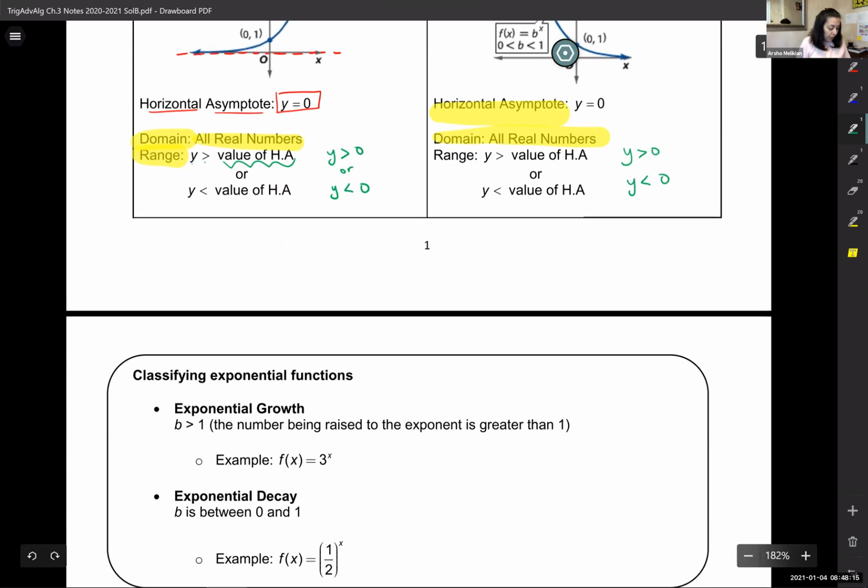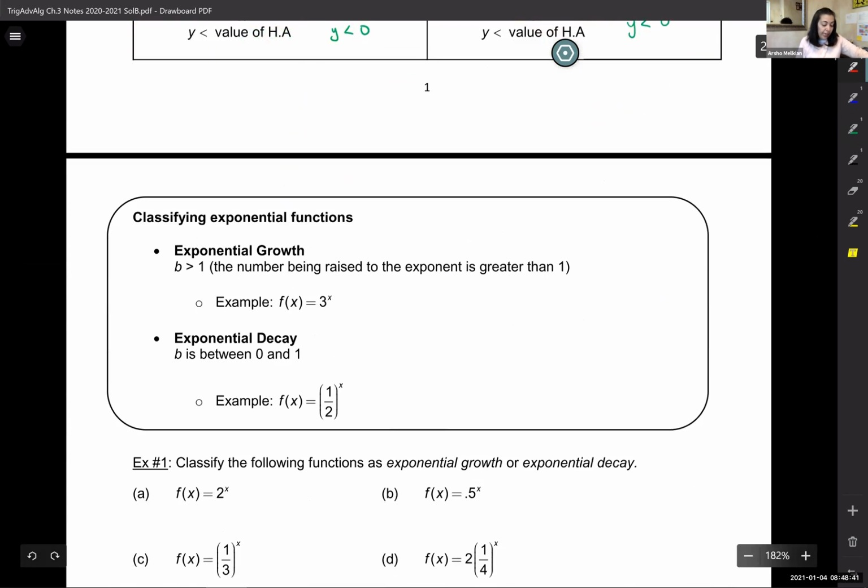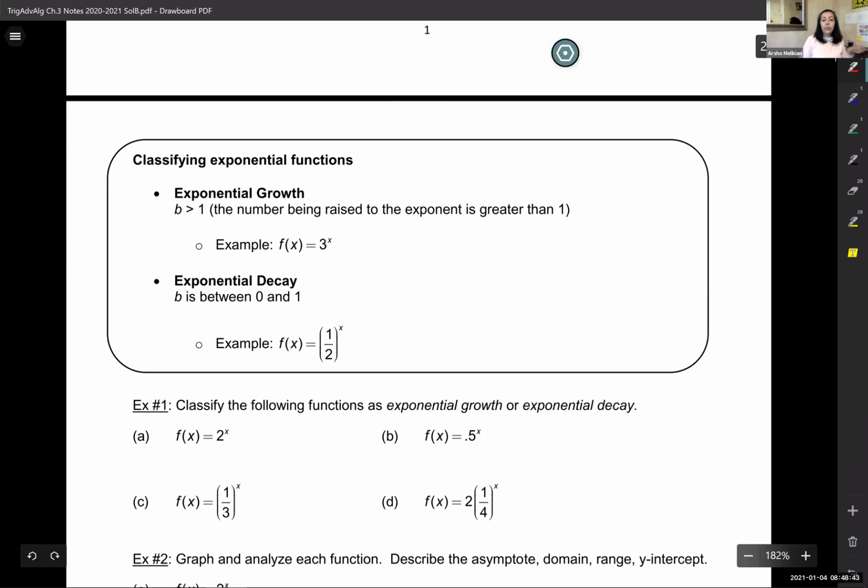Okay, so this is how the graphs of growth and decay look. Do you see how for decay, if you start reading the graph from left to right, it's going down, right? But for growth, it's increasing. So that's how we can tell from the graph whether or not something is growth or decay. Well, how about from the equation? Can we tell from the equation if something is growth or decay?